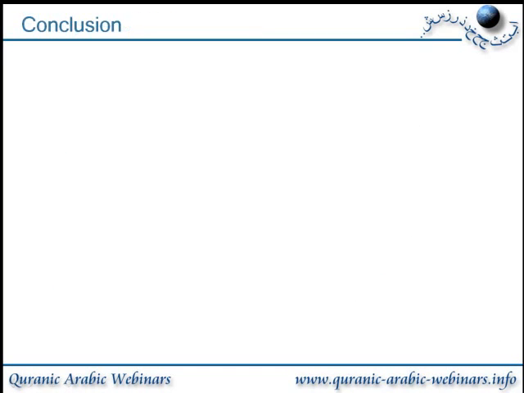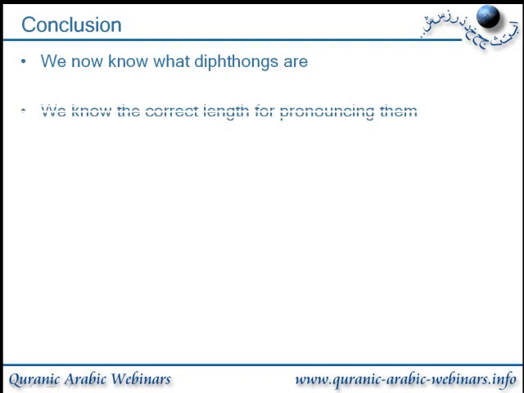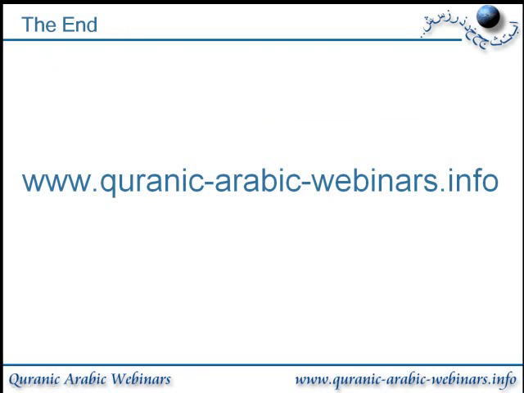So in conclusion, we know what diphthongs are. We know the correct length for pronouncing them, i.e. two long. And that's the end of that short lesson.